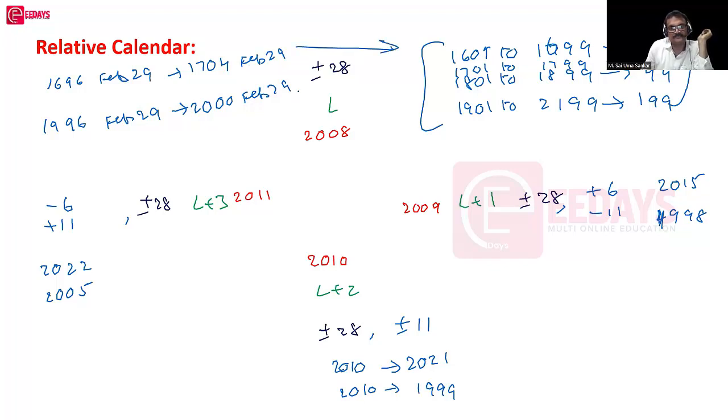Okay. Is it clear? So this cycle is very, very important. Next video lo questions, relative calendar and absolute calendar lo important questions examination point of view lo questions elago vastayani explain chestanu.